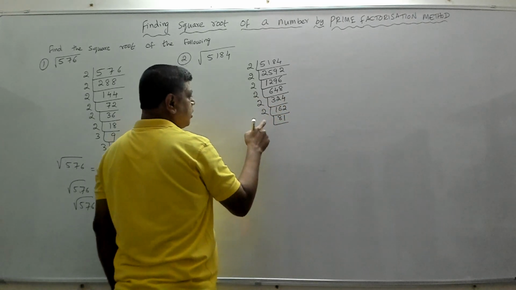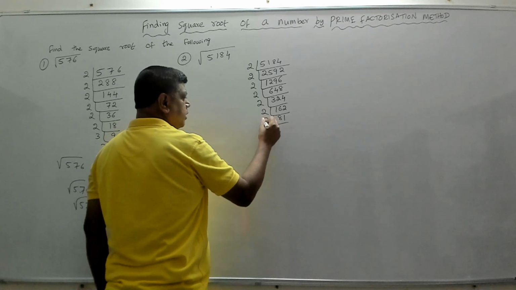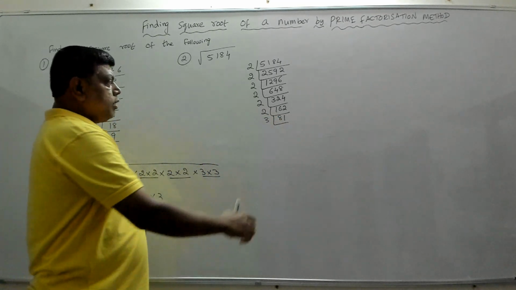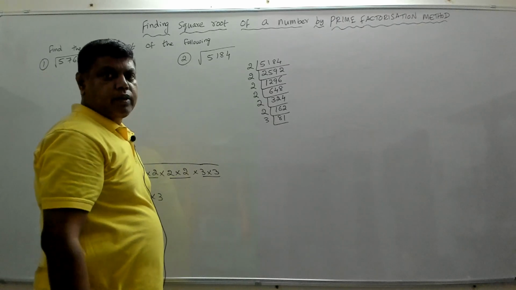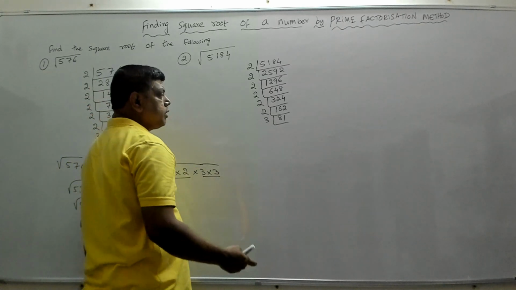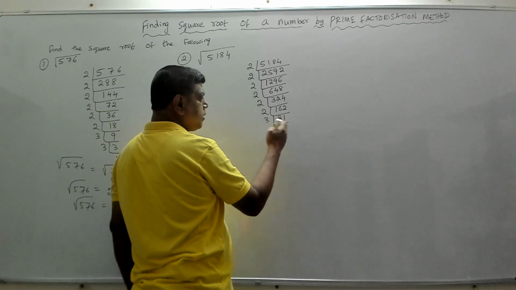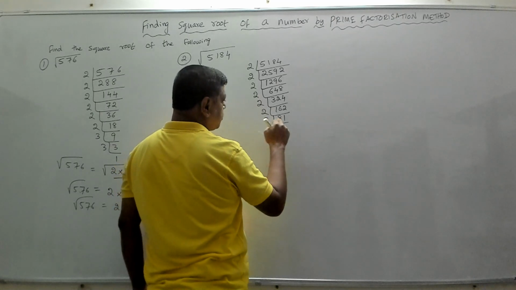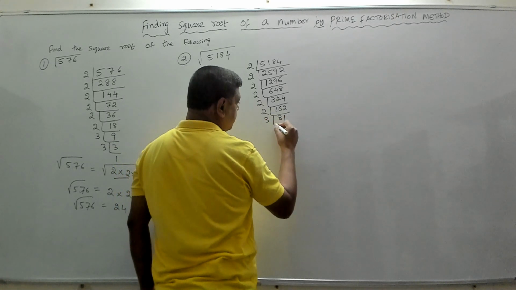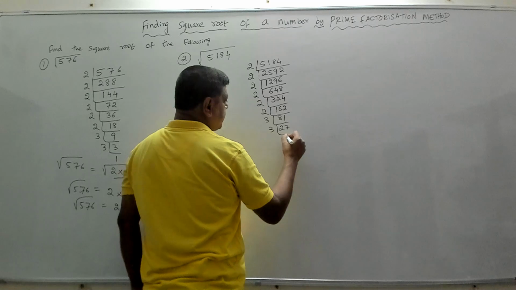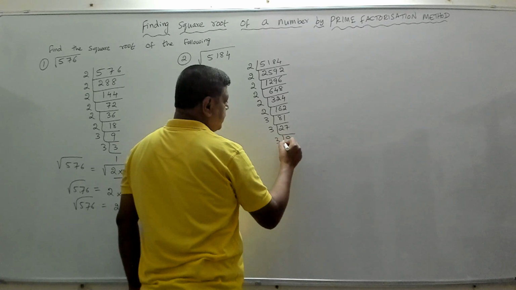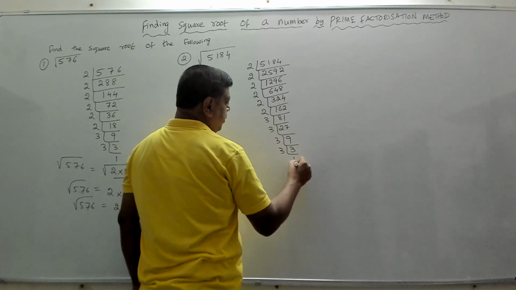Now it is not divisible by 2, but 81 is divisible by 3, because 8 plus 1 is 9. If the sum of the digits is divisible by 3, then the number itself is divisible by 3. So 8 plus 1 is 9, 9 is divisible by 3, so 81 is divisible by 3. So 3, 81 how many times? 27 times it goes. Again 3, 27, 9 times. Again 3, 3 times. Again 3, 1 times.